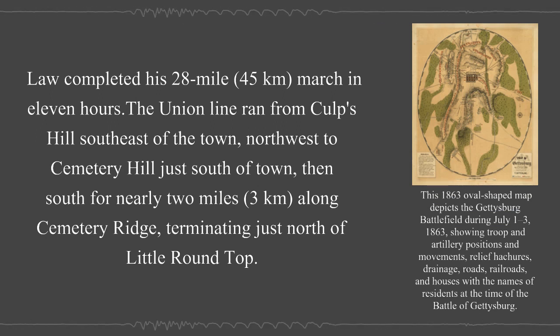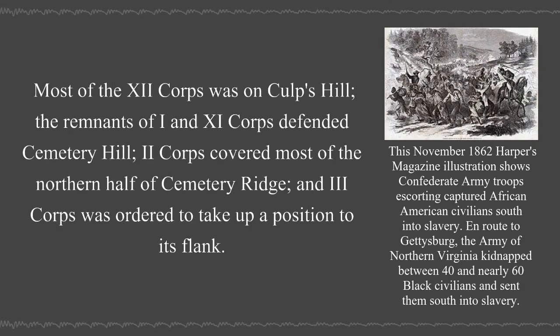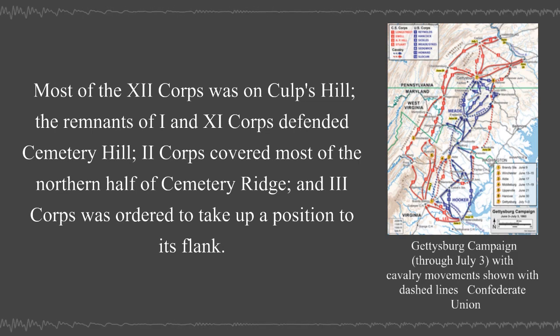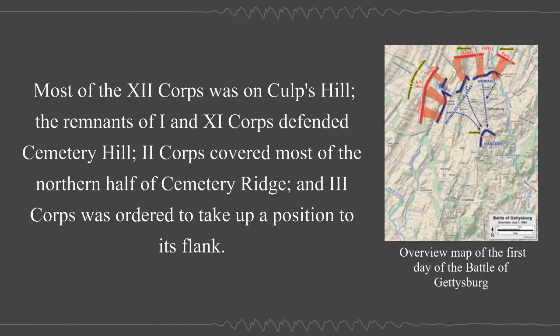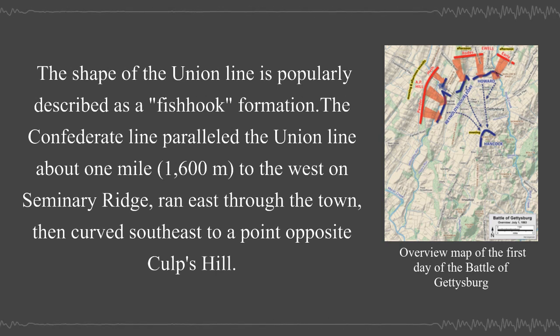The Union line ran from Culp's Hill southeast of the town, northwest to Cemetery Hill just south of town, then south for nearly 2 miles, 3 km, along Cemetery Ridge, terminating just north of Little Round Top. Most of the XII Corps was on Culp's Hill. The remnants of I and XI Corps defended Cemetery Hill. II Corps covered most of the northern half of Cemetery Ridge, and III Corps was ordered to take up a position to its flank. The shape of the Union line is popularly described as a fishhook formation.